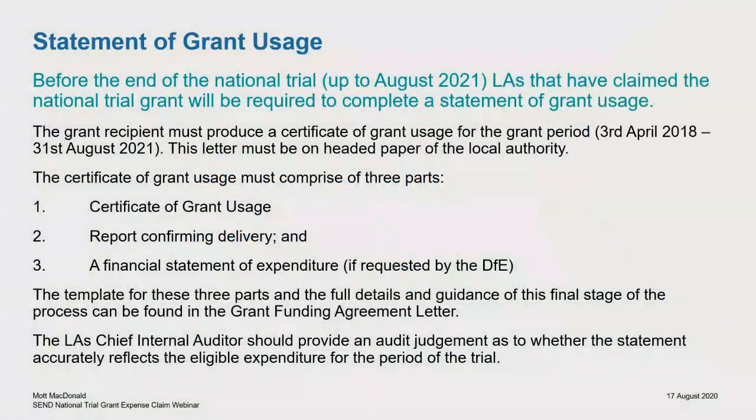So the statement of grant usage is the final stage of the process. Before the end of the national trial, as I just mentioned, up to August 2021, LAs that have claimed the National Trial Grant will be required to complete a statement of grant usage. The grant recipient must produce a certificate of grant usage for the grant period, April 2018 to August 2021.